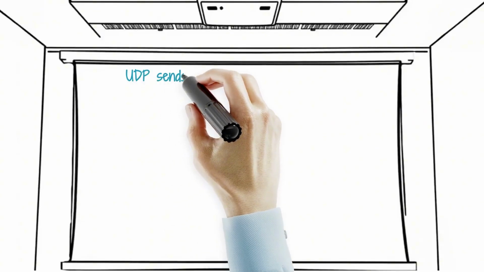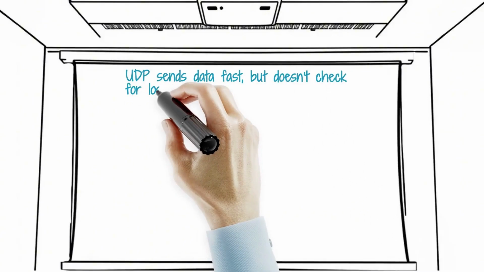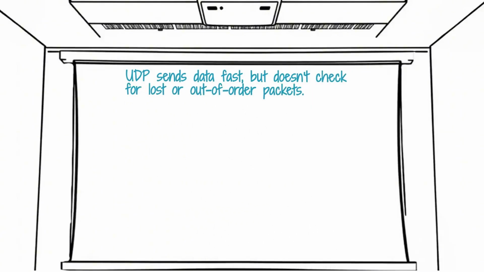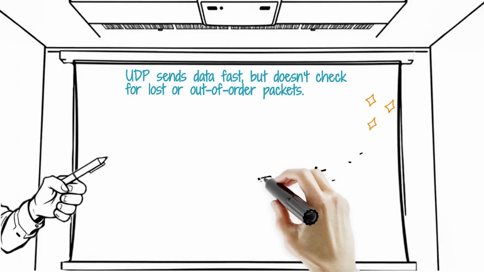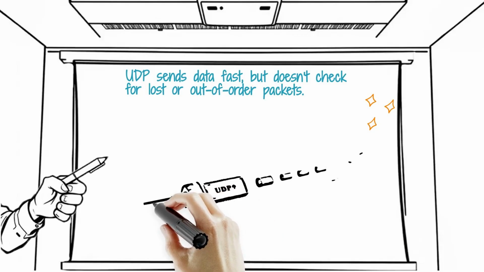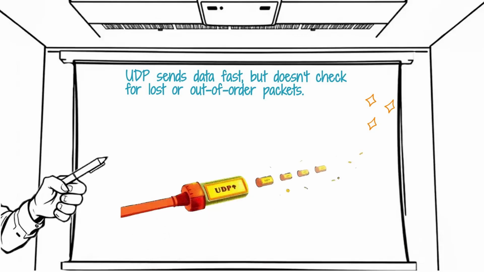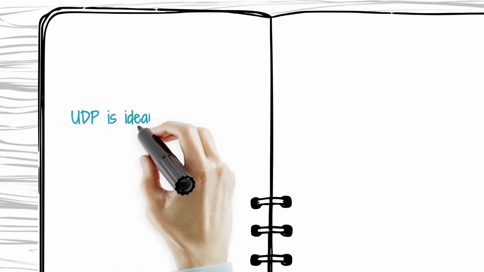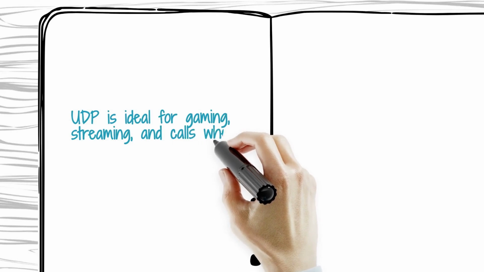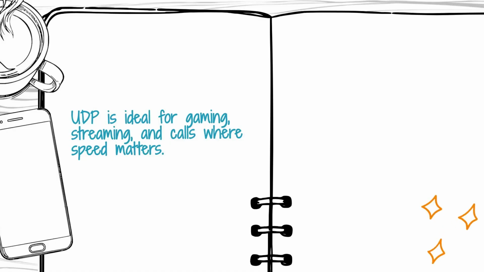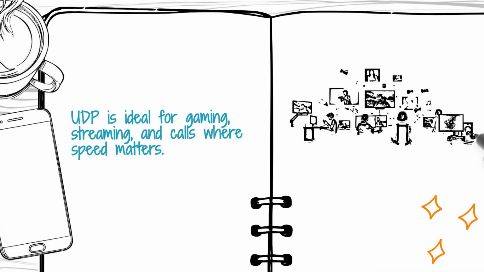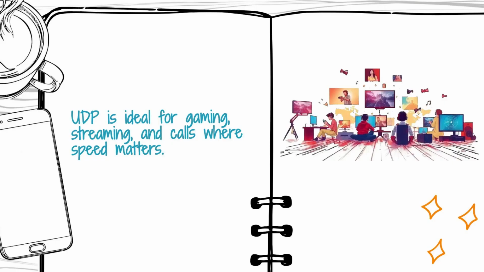UDP, User Datagram Protocol. UDP takes a different approach from TCP. Instead of checking every packet, UDP simply sends the data as quickly as possible without waiting for confirmation. This makes it much faster but less reliable. If some packets are lost, UDP usually doesn't resend them. That's perfectly acceptable for applications like online gaming, video streaming, voice calls, and live broadcasts, where speed is more important than perfect accuracy.